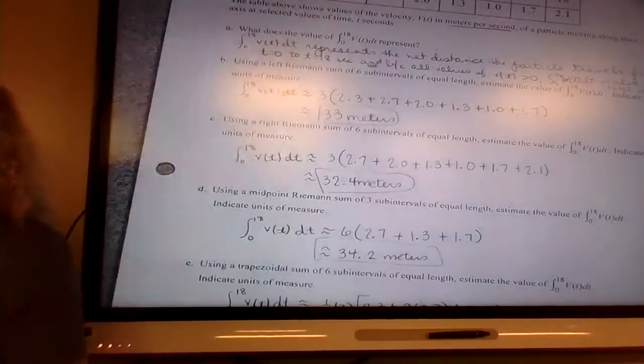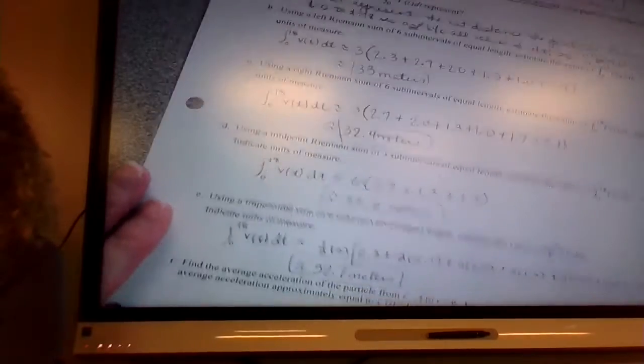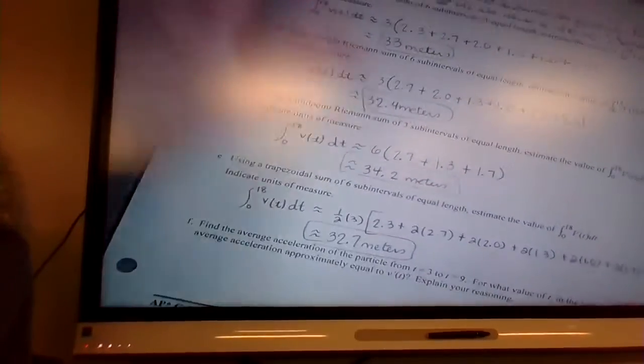All right, average acceleration for 3 to 9. Oh my gosh, were you able to see that? Sorry.